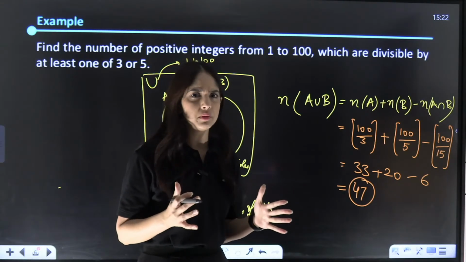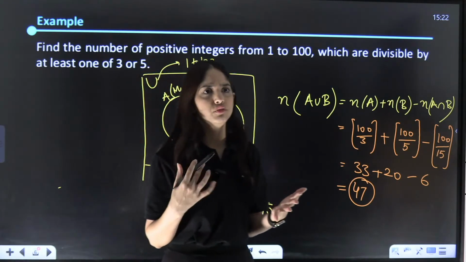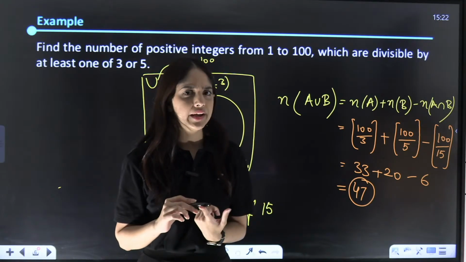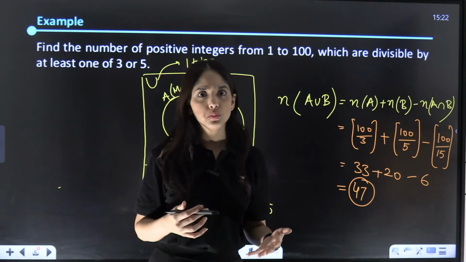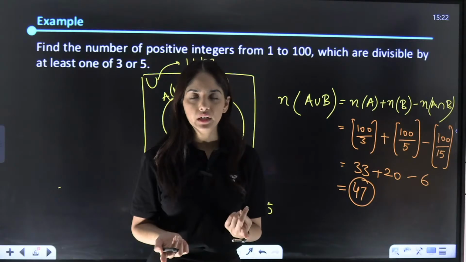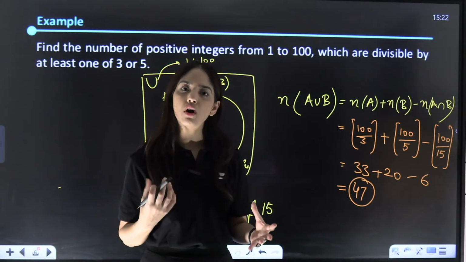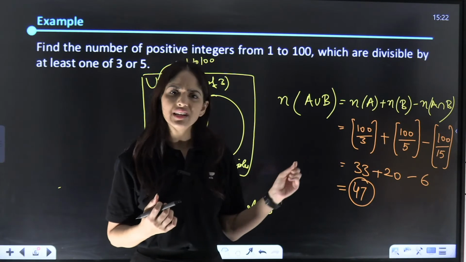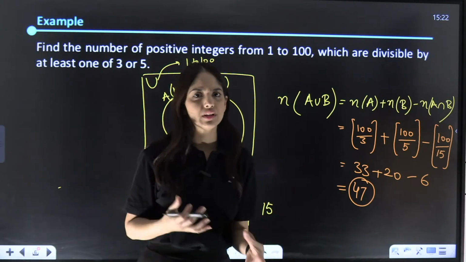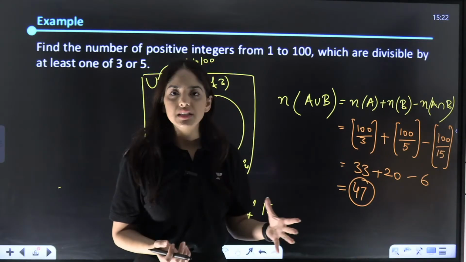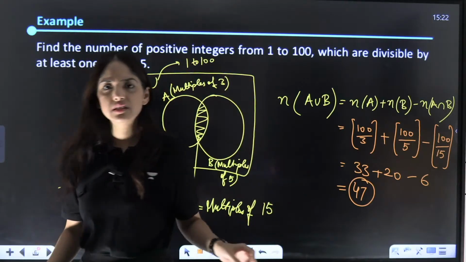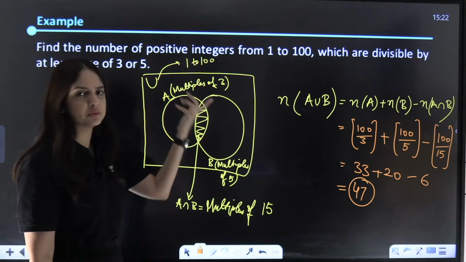And how many multiples of 5 are there? There's 5, 10, 15, 20, up to 100. Okay, so 20. But I counted 15 twice, then 30 again twice. Which means I'm counting multiples of 15 2 times. I only needed to calculate 1 time, right? So, I will remove all the multiples of 15 because they were counted twice. So, I can subtract the number of multiples of 15, which is 15, 30, 45 up to 90. So, that is 6. So, I would get 33 plus 20 minus 6. Very logical, right?